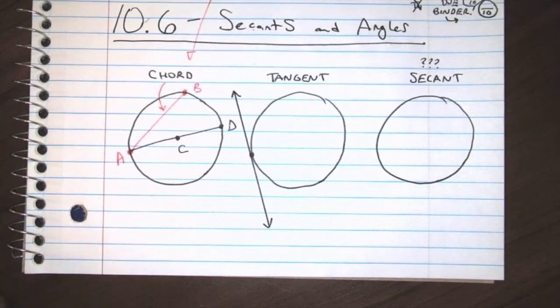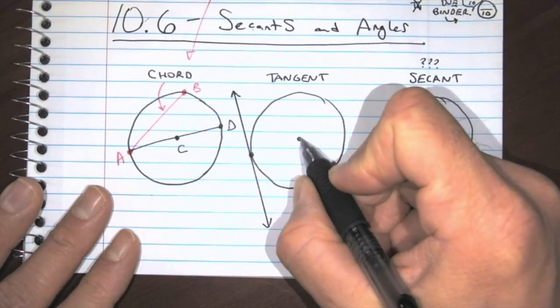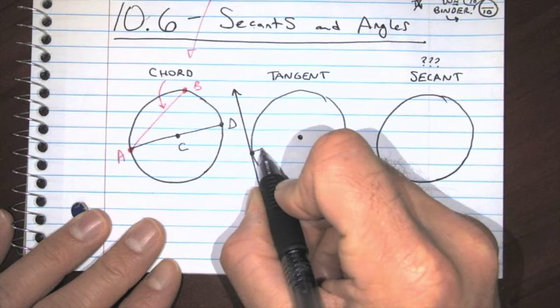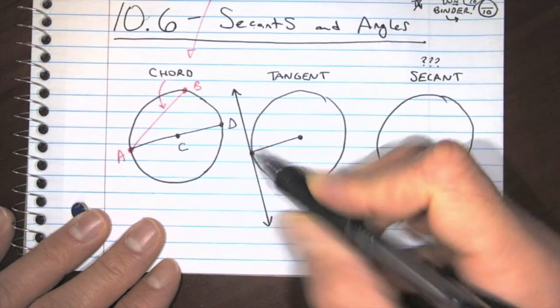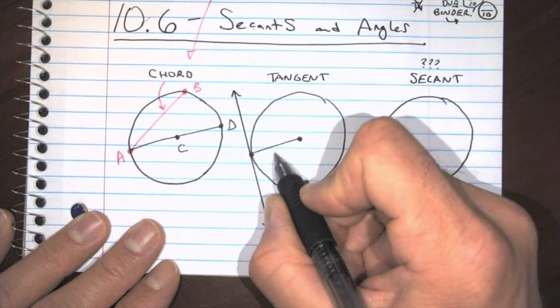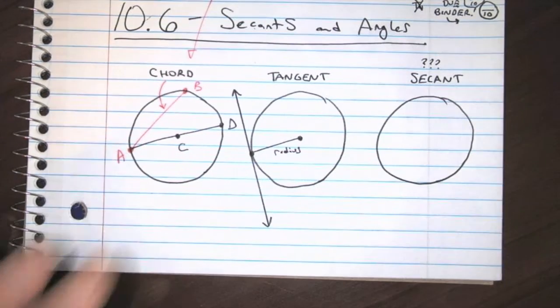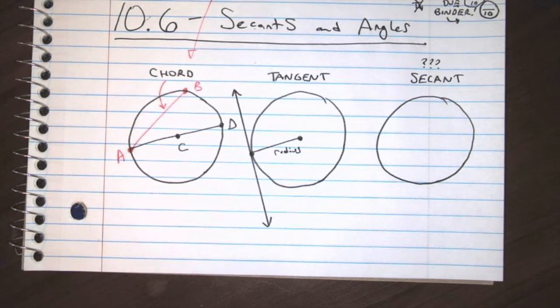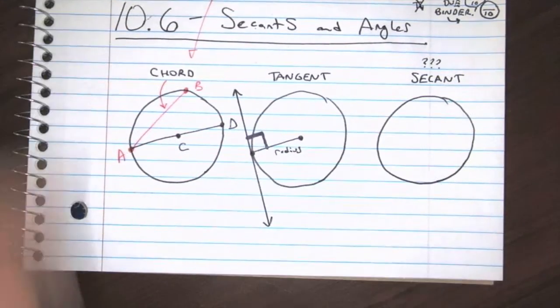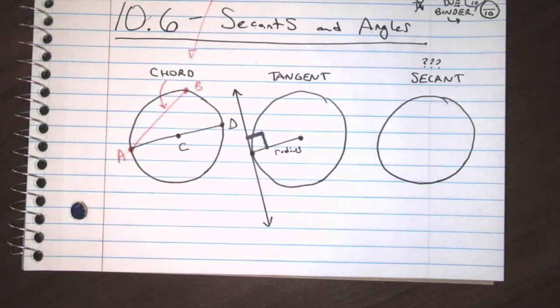And there's a huge, huge theorem that goes with tangent lines. Go ahead and make the center of the circle right there. If we connect the point of tangency, where the tangent line meets the circle, to the center of the circle, which is called the radius, hopefully you remember this huge, huge theorem. A tangent line and a radius, you always have a right angle every single time.